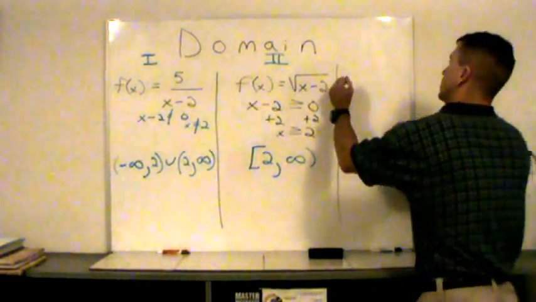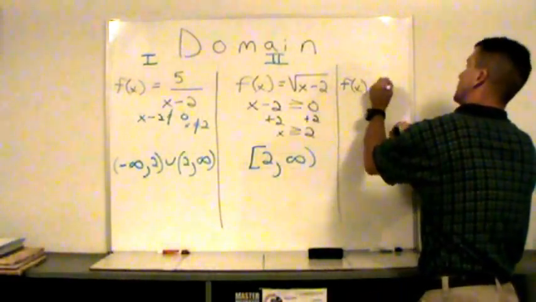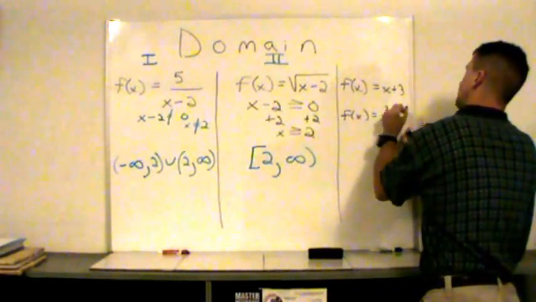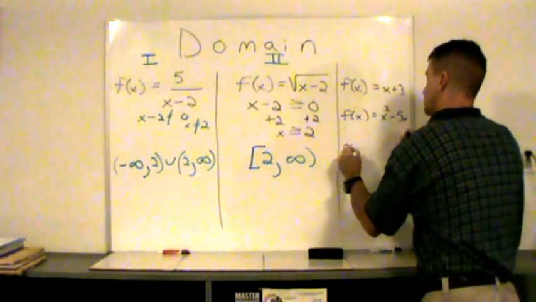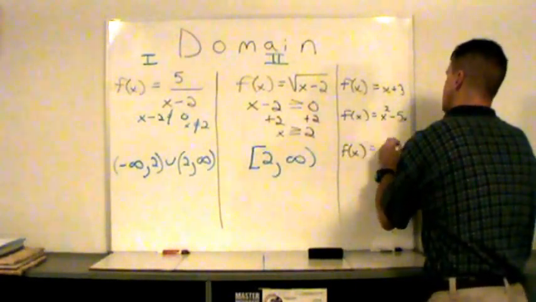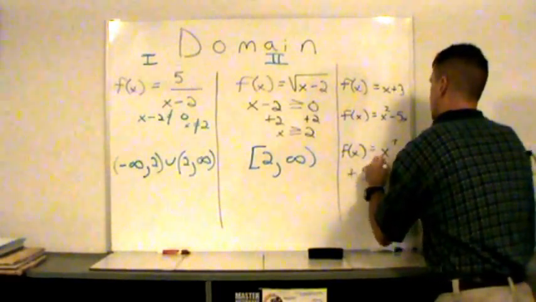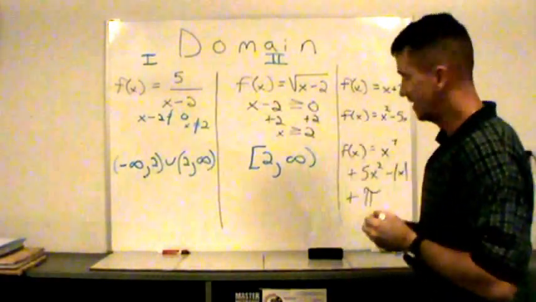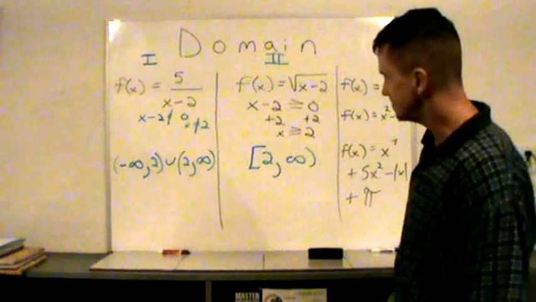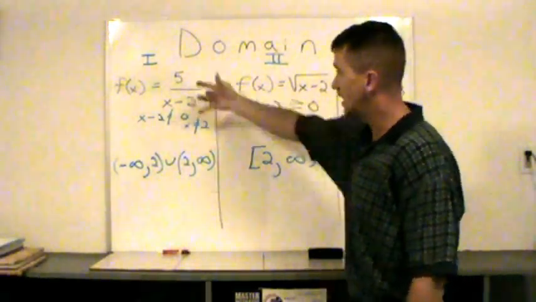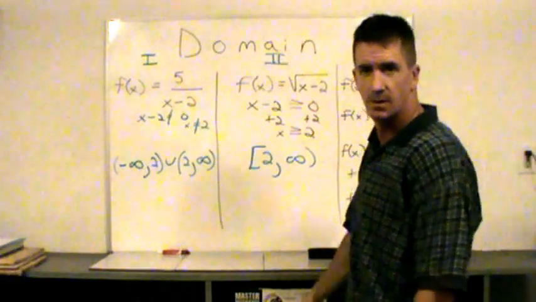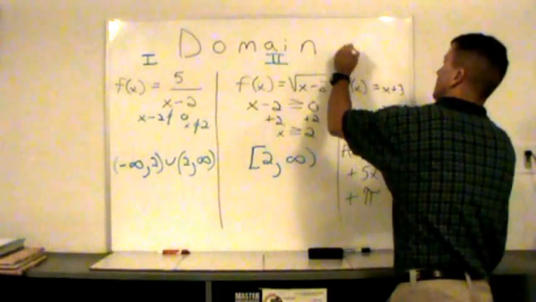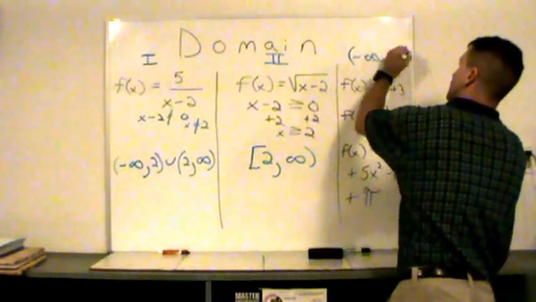We can go on and on. f of x equal to x plus 3. Or f of x equal to x squared minus 5x. Or f of x equal to x to the 7th plus 5x squared minus the absolute value of x plus pi. You notice in these three examples, I didn't have this square root. I didn't have an x sitting in the denominator like this. The domain's all reals. Yeah, all real numbers. And we write that as negative infinity to positive infinity.